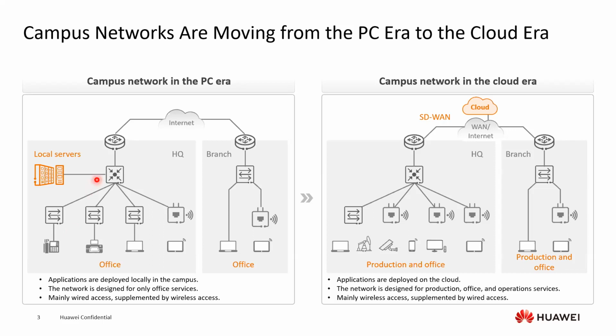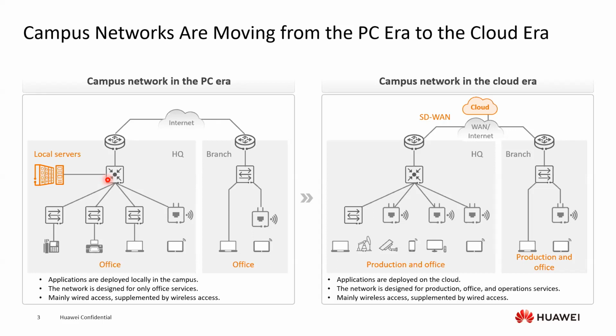So what we have right now, currently campus networks are moving from the PC era to the cloud era. In the PC era, campus networks are mainly used for office services and connecting via terminals. Campus applications are deployed locally and all the terminals directly connect to applications that are available in the local data center. Therefore, most traffic on the campus network is transmitted from terminals to local servers. Mainly, it's north-south traffic in the network. So this is one of the characteristics of the traditional campus networks.